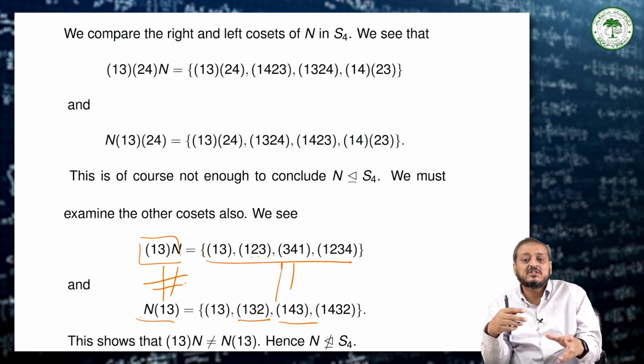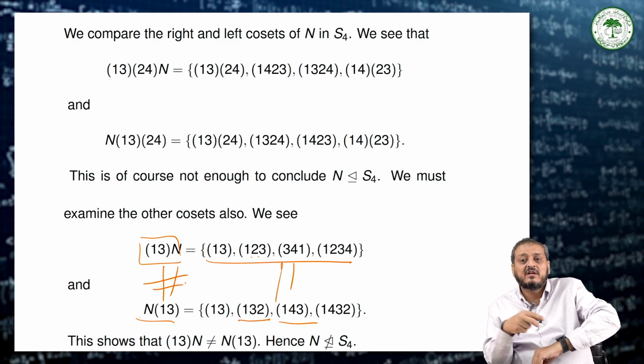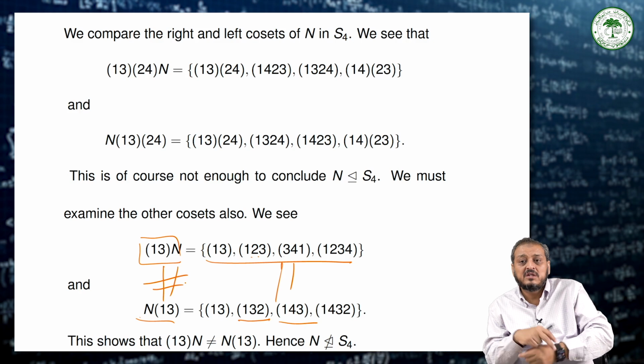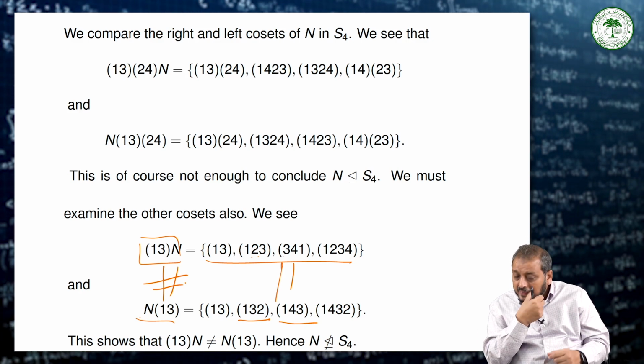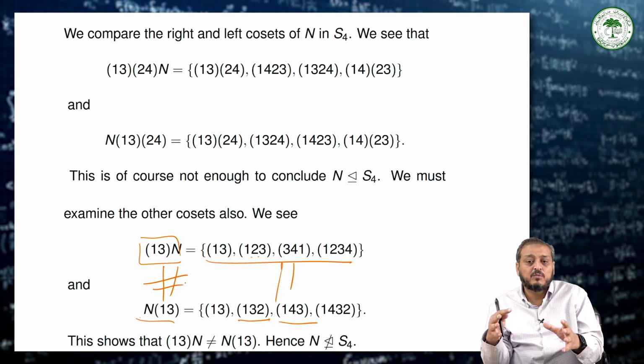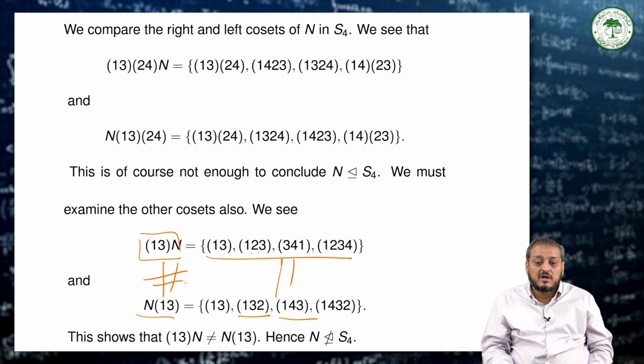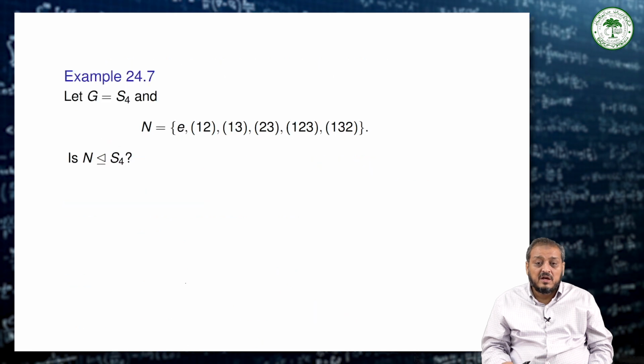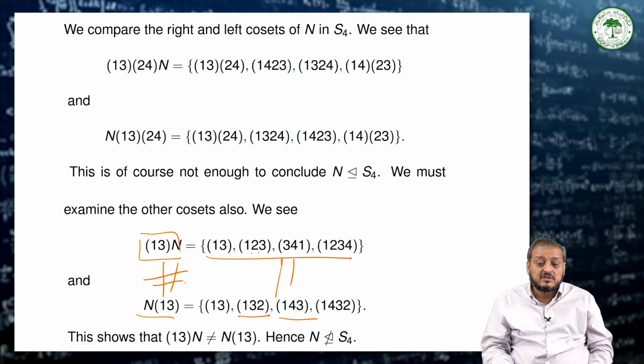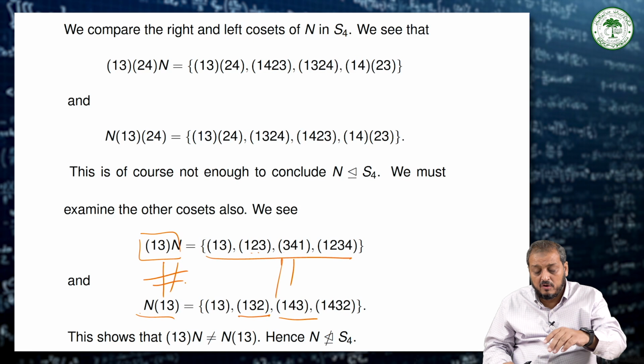So this means we can simply say that whatever set N we have taken in this example is not a normal subgroup of S4. So we conclude here that this is clearly not a normal subgroup.